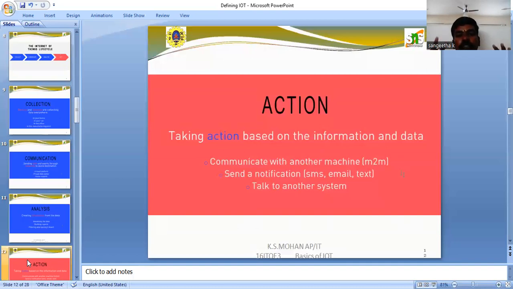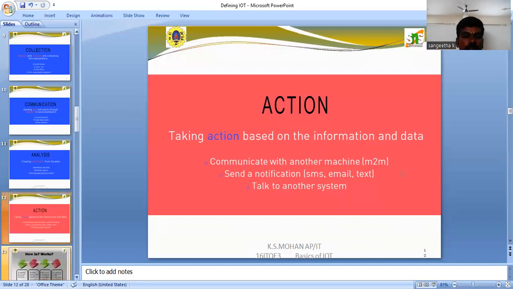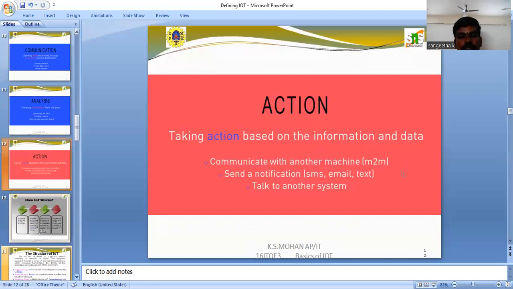That communication is in the form of a notification. That notification is sent to the handheld device of the owner in the form of SMS or email or whatever it may be. Then it talks to another system. It may be a voice message. So in this way, the IoT sensor data is transferred in this irrigation system case.